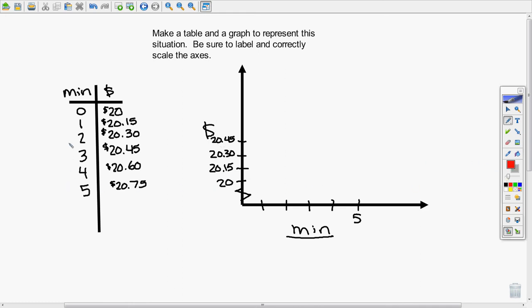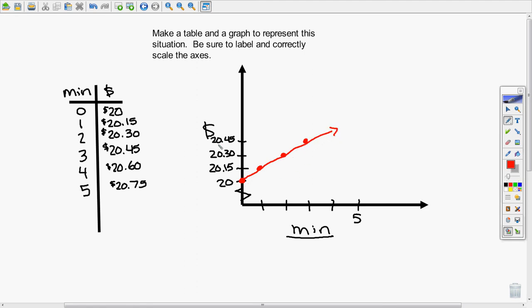And now I'm just going to plot these points. At 0, it's 20, so it's 0, 20 right on that line. After 1 minute, it's going to be 20.15. After 2 minutes, it's going to be 20.30. After 3 minutes, 20.45, and so forth. And hopefully you're plotting a pretty straight line here. Your line should be going up in this fashion like that.